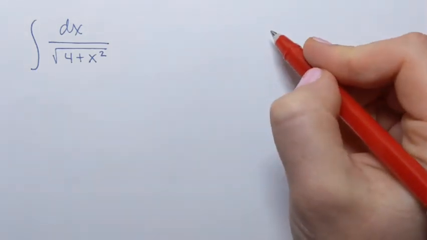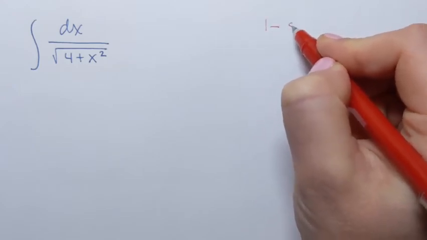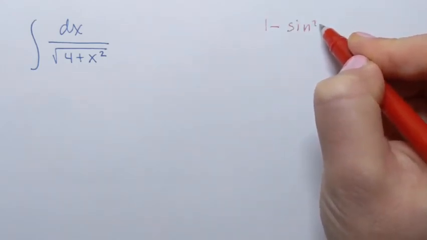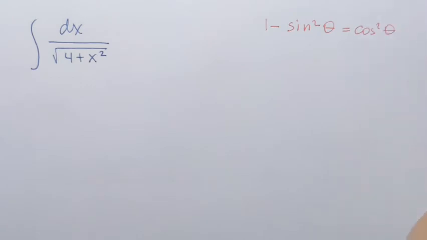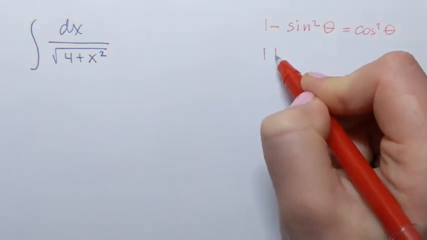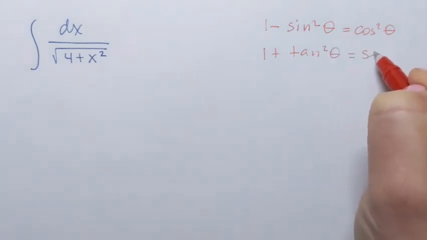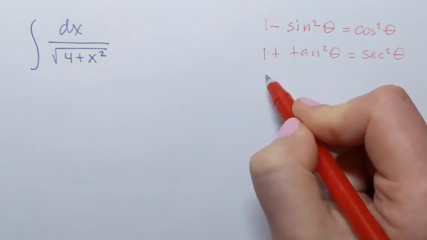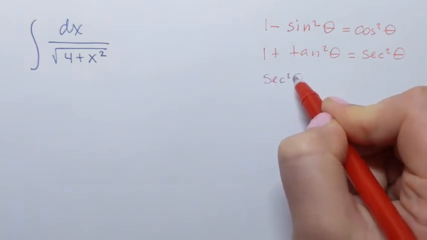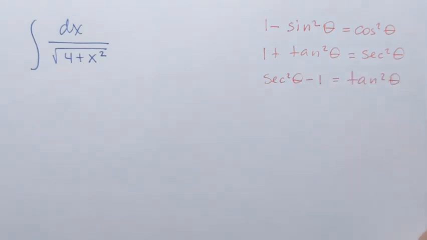So we have three identities. Actually, two of them are the same identity, but written in two different versions. The first one is 1 minus sine squared of theta equals cosine squared of theta. Then we have 1 plus tangent squared of theta equals secant squared of theta. And the third one is the same as the second, but just rewritten in different order: secant squared of theta minus 1 equals tangent squared of theta.